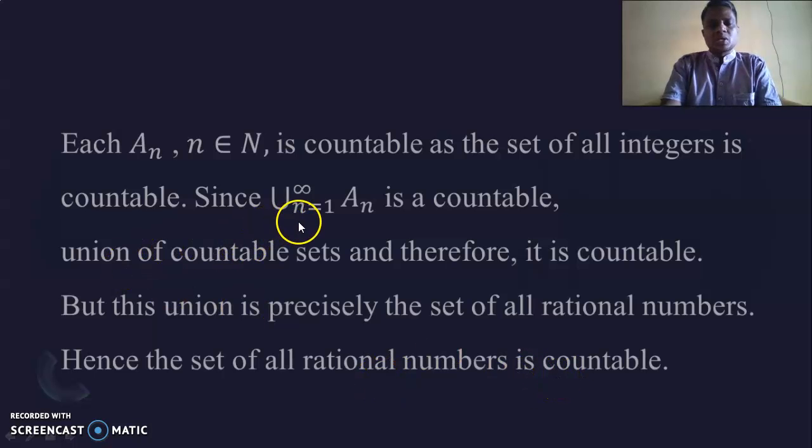So each An is countable since the set of all integers is countable. So we decide the countable union of countable sets is countable. So the set of all rational numbers Q is countable.